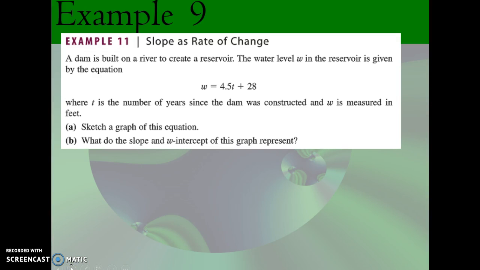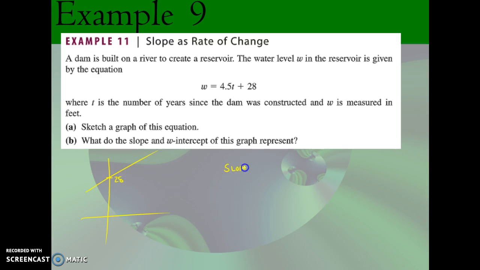Alright, so this is just a word problem. We've got this set up. We get a nice equation explaining what things are, and they ask us to graph this. Big y-intercept, slow slope. It's going to look something kind of like that. This is at 28. What do the slope and the w-intercept represent?